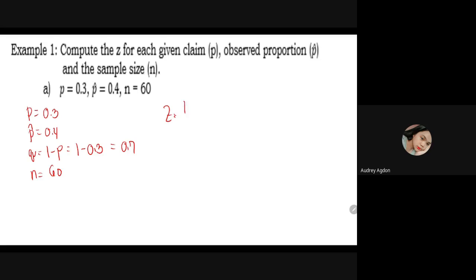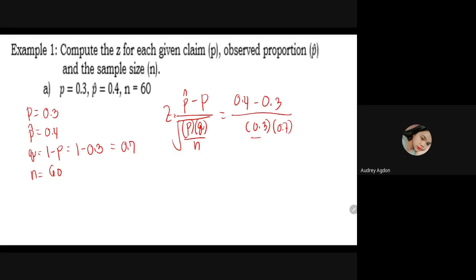So you just plug in the given: the sample proportion minus the population proportion, all over the square root of p times q divided by n. Our sample proportion will be 0.4. Can you help me with computing the z-value, with 0.3 times 0.7 all over 60? What do you think is the z-value? What is the z-value?